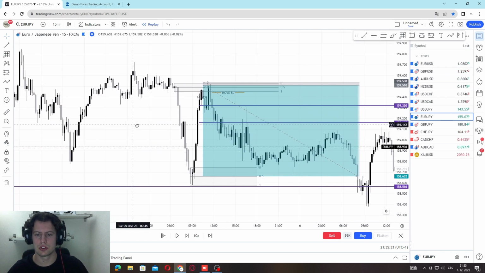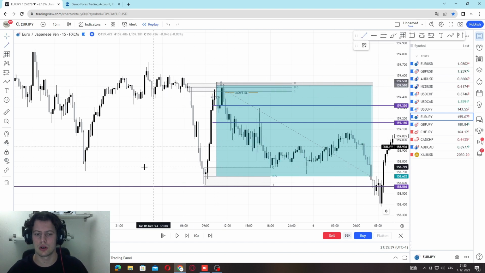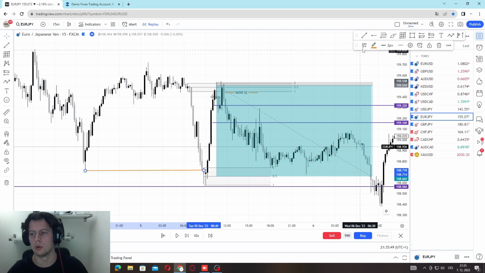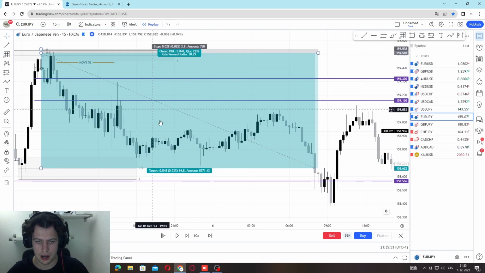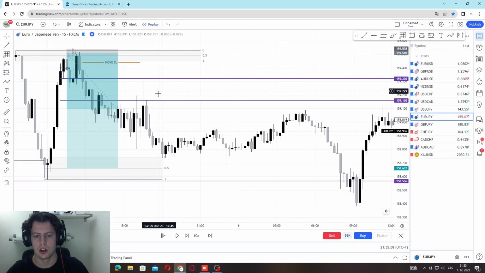Why did we want to enter in this scenario? It's because we are bearish, and this candle was lower than this low and closes below, so we have a valid break of structure. I will just put it here.